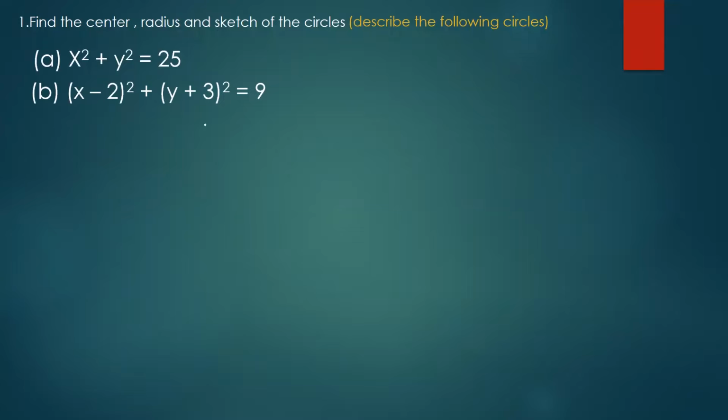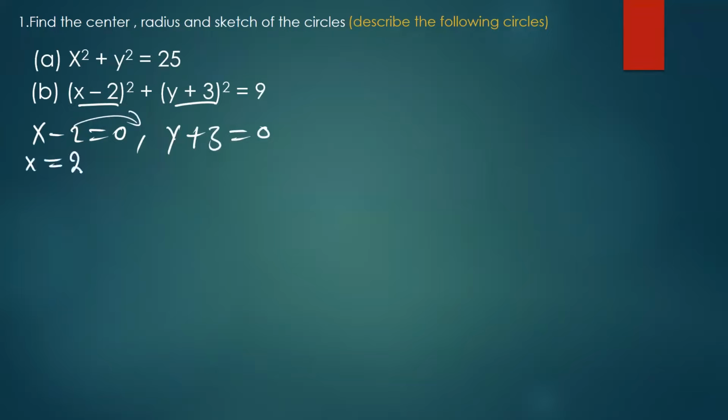This is a very simple question. The first step, like I said, you find the center. How do you find the center of this circle? You equate what you have in brackets there to 0. So we're going to have x minus 2 being equal to 0, and also y plus 3 being equal to 0. When you take this to the other side of the equal sign, you have your x being equal to 2. You also take 3 to the other side of the equal sign, you have your y being equal to negative 3. Hence, the center is 2, negative 3.